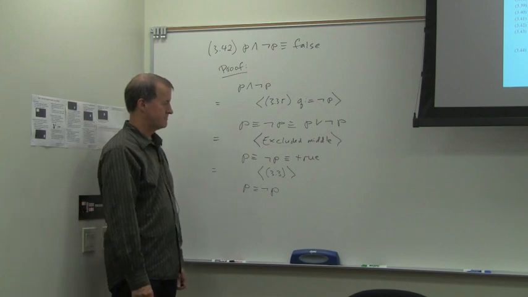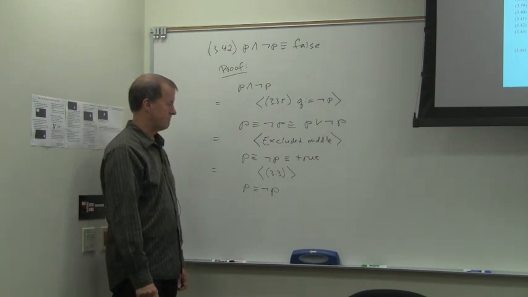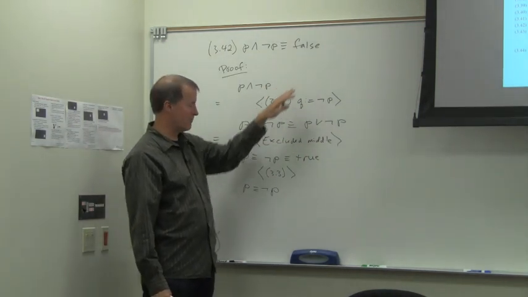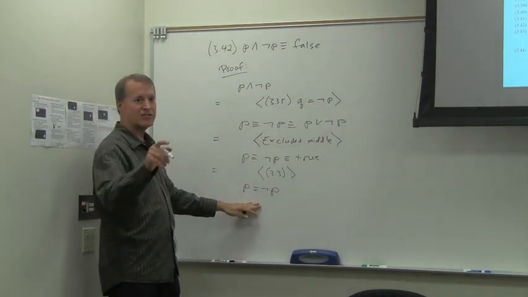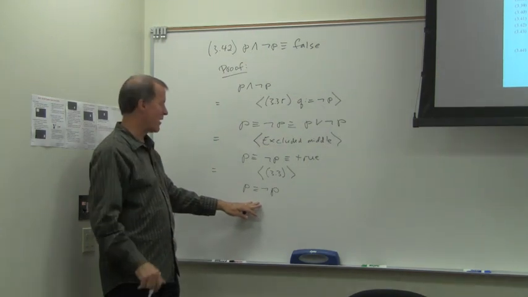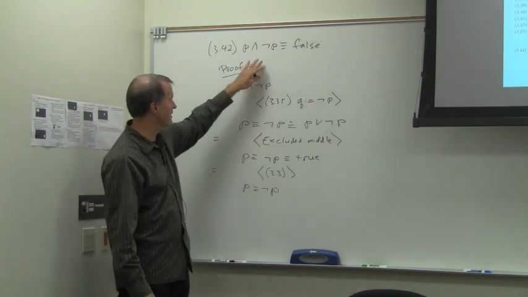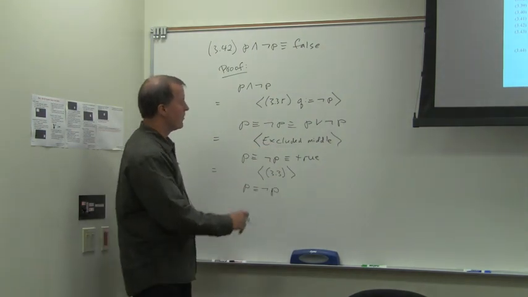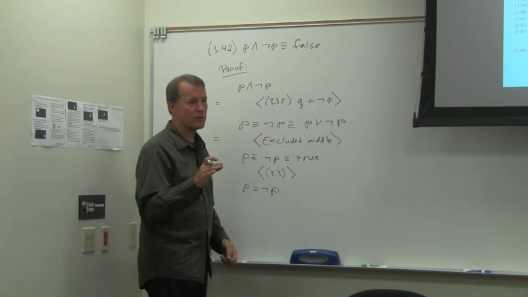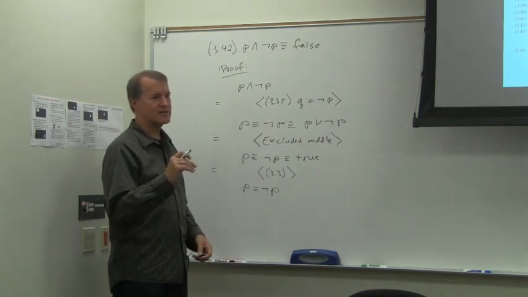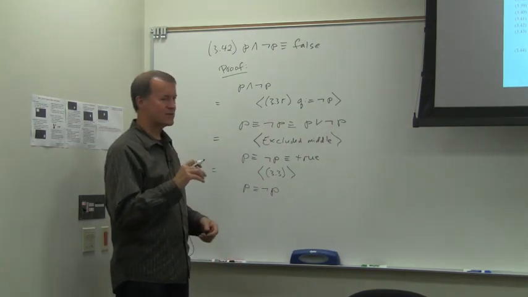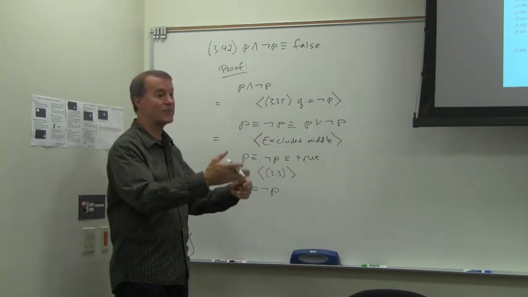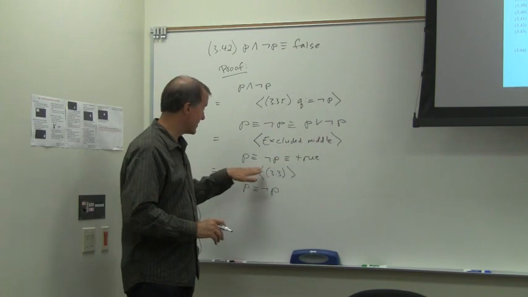Wait, can't you just turn the P equivalence not P into a false? Yeah, I hope we can, because that's what we're trying to get. Okay, Mason, it's your turn. Because we're trying to get this, I don't see how you got the 3.3. Look at your 3.3 on your equation sheet. It says true equivales Q. So true equivales anything is that thing.